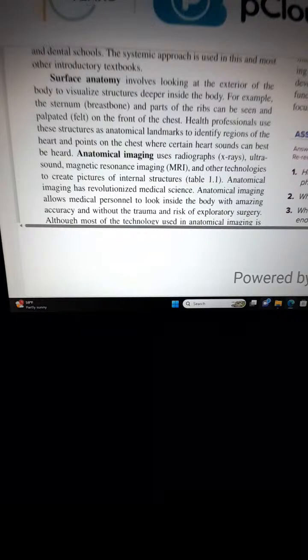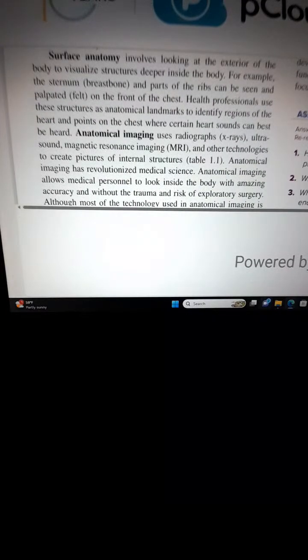Surface anatomy involves looking at the exterior of the body to visualize structures deeper inside the body. For example, the sternum, the breastbone, and parts of the ribs can be seen and palpated, felt, on the front of the chest. Health professionals use these structures as anatomical landmarks to identify regions of the heart and points on the chest where certain heart sounds can best be heard. These structures are called surface anatomy because you can feel them. And anatomical imaging uses radiographs like X-rays, ultrasound, and magnetic resonance imaging, MRI.